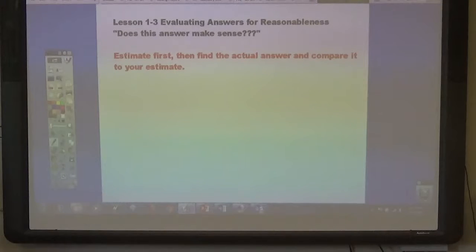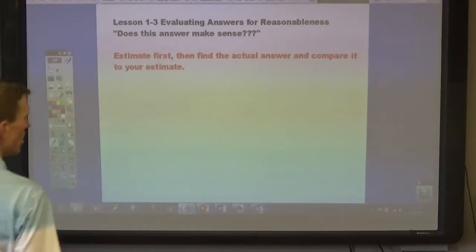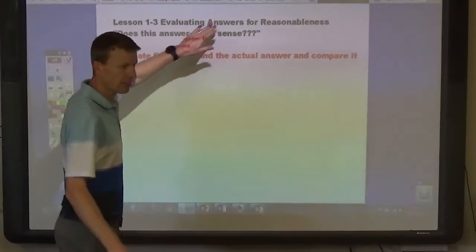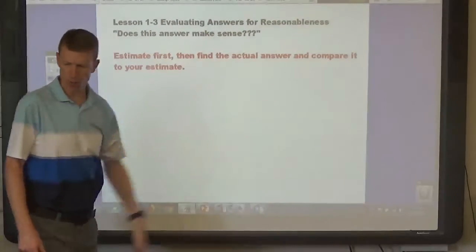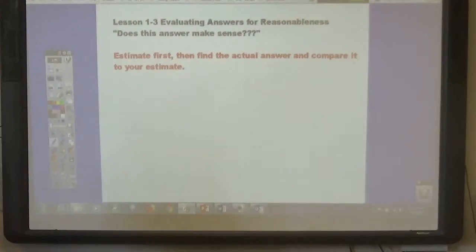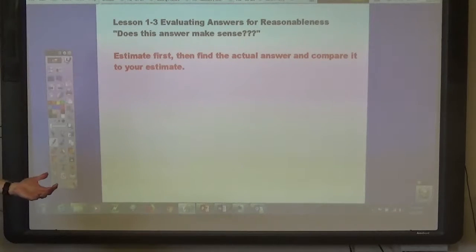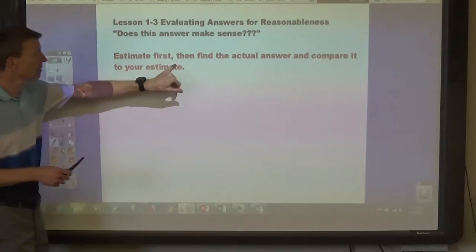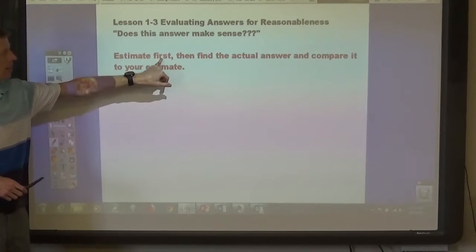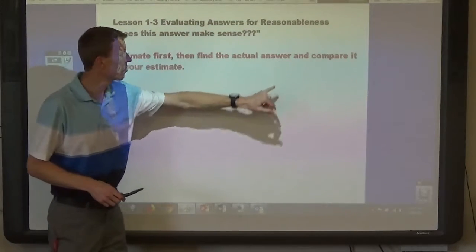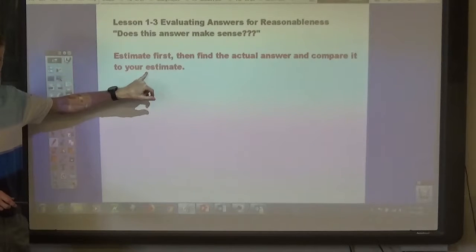Sixth graders, we're going to talk about whether or not answers are reasonable today. Okay, what does reasonable mean? Yeah, exactly. Does the answer make sense as a possible solution to the problem? Okay? And the process we're going to use is to estimate first, then find the actual answer and compare it to your estimate.